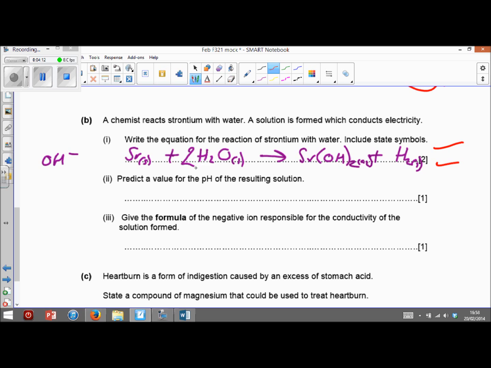Now, predict the pH of the resulting solution. So this is a hydroxide. As long as you put a value anywhere between 8 and 14, you get a mark for that. And give the formula for the negative ion responsible for the conductivity of the solution formed: OH minus, for a mark.